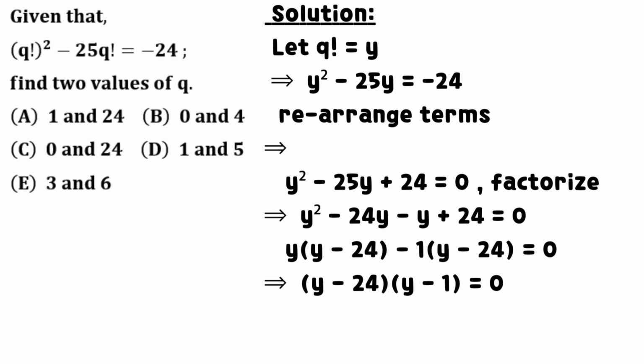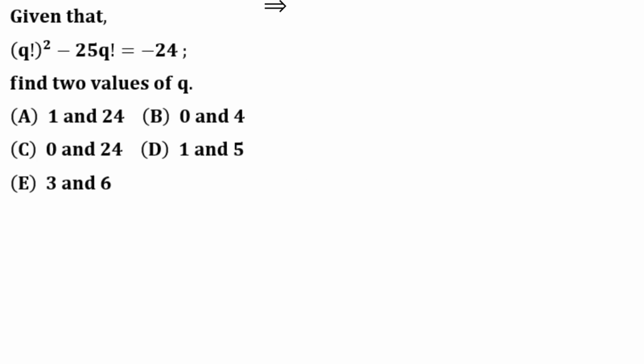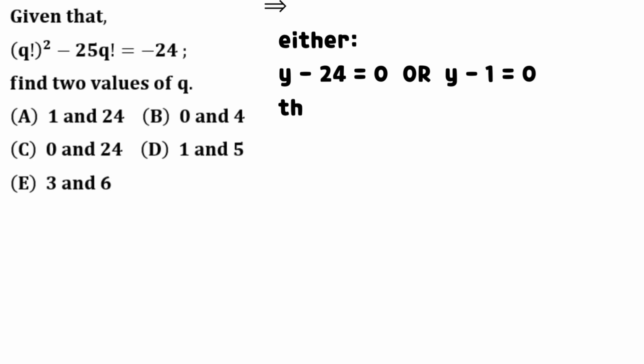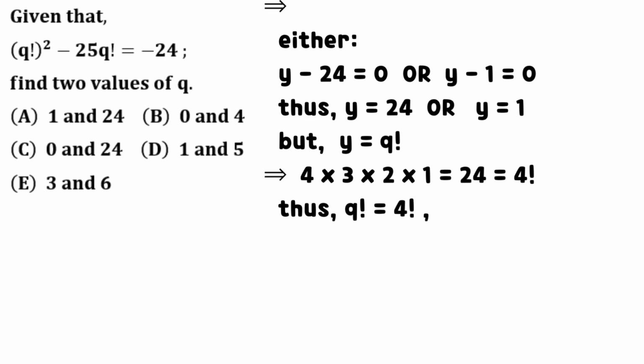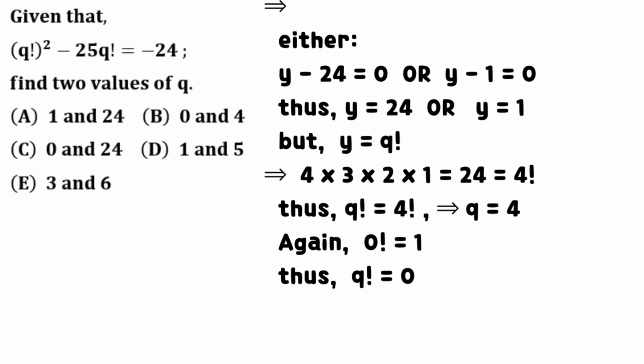Then, factorize. Thus, y squared minus 24 times y minus y plus 24 equals 0. Hence, the product of y minus 24 and y minus 1 equals 0. It implies that either y minus 24 equals 0 or y minus 1 equals 0. Thus, y equals 24 or y equals 1.